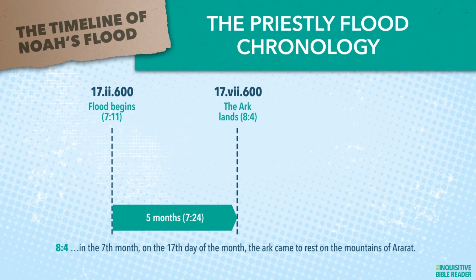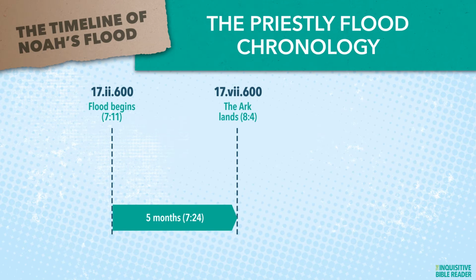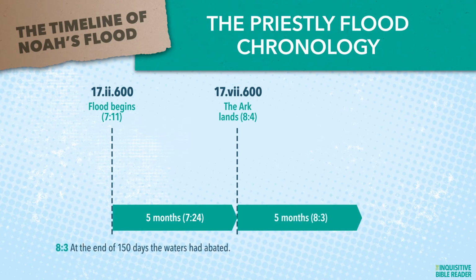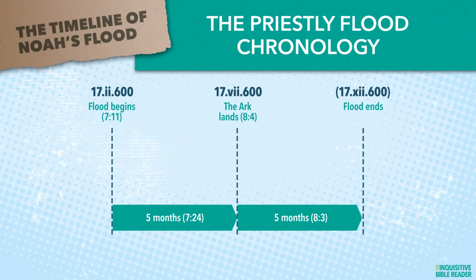However, this is not the end of the flood, but its midpoint, for the priestly author has told us that the waters covered the mountains 15 cubits deep, but the ark is 30 cubits high. According to 8:3, it takes another 150 days for the waters to abate. This again is exactly 5 months, which would take us to the 17th day of the 12th month. This date is not in the surviving text, but as we shall see, it probably was at some point.